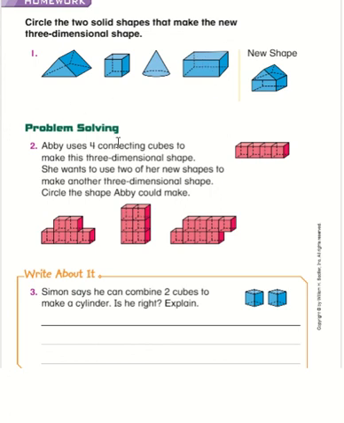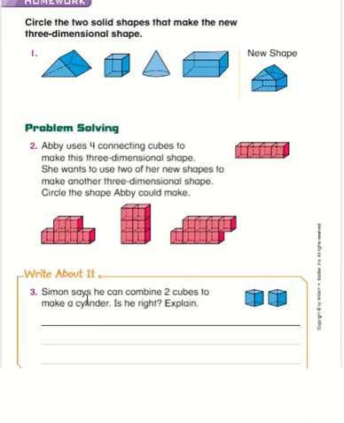Down here it says Abby uses 4 connecting cubes to make this 3-dimensional shape. She wants to use 2 of these to make another shape. Which one could she make? So take a look there. It has to have 4 cubes put together to make this rectangular prism. Which one of these uses 2 of that shape? If you chose this last one, you are correct.